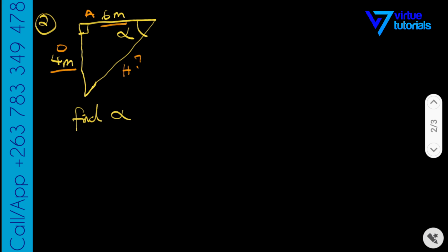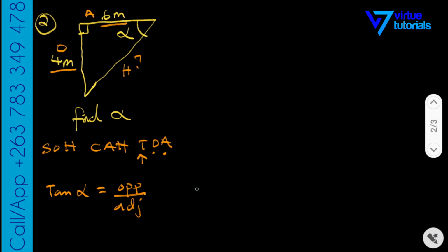So looking at our SOHCAHTOA, we want something that links opposite and adjacent. Opposite and adjacent are linked by the tangent function. So I can quote the tangent function's relationship using my alpha. Tan of alpha is equal to opposite over adjacent. Substituting the actual values, tan alpha is equal to, my opposite is 4, my adjacent is 6.